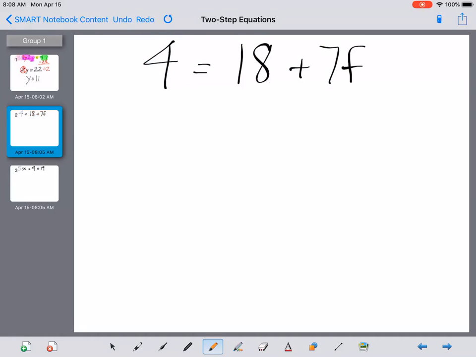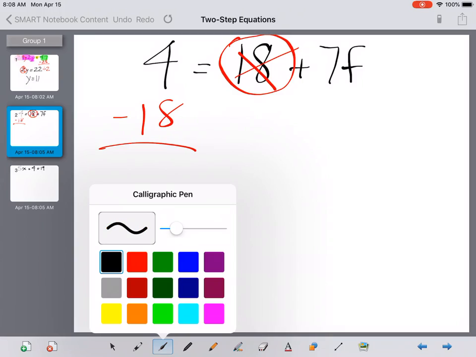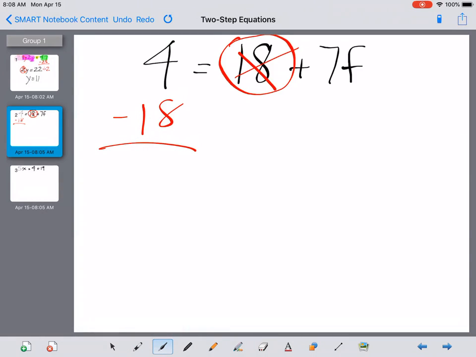Focusing on that side, I want to find the constant value, and that's 18 right here, and it's positive. So what we're going to do is subtract 18 from 4. Now, since I'm taking away more than I have over there, I'm going to have a negative answer. So we're going to do 18 minus 4, which is, of course, 12. Or 14, excuse me, 14. And you're going to keep that negative sign in there. So we're going to call that negative 14.